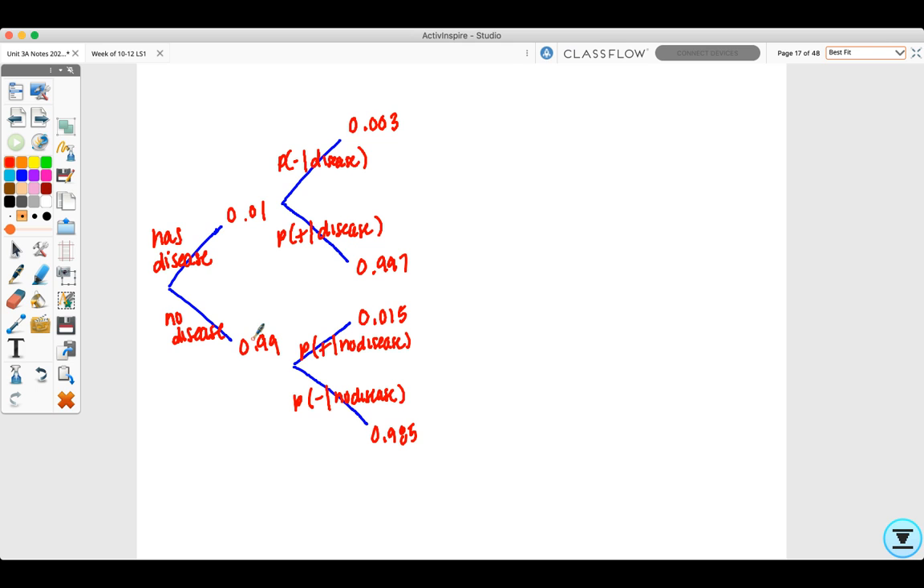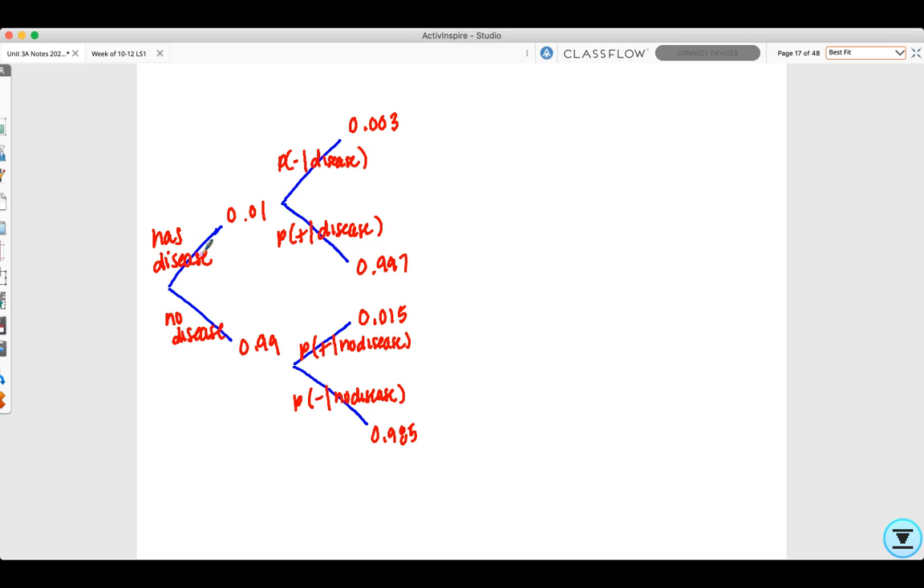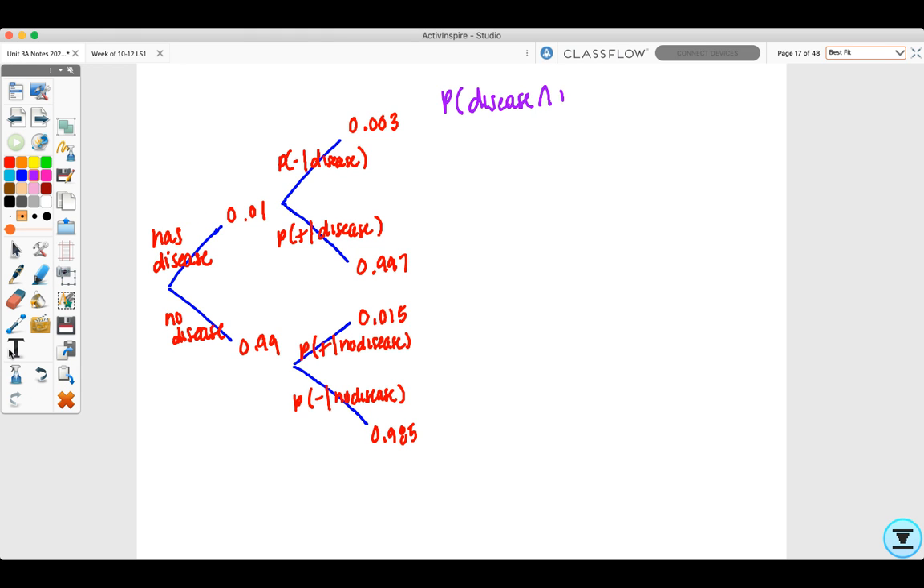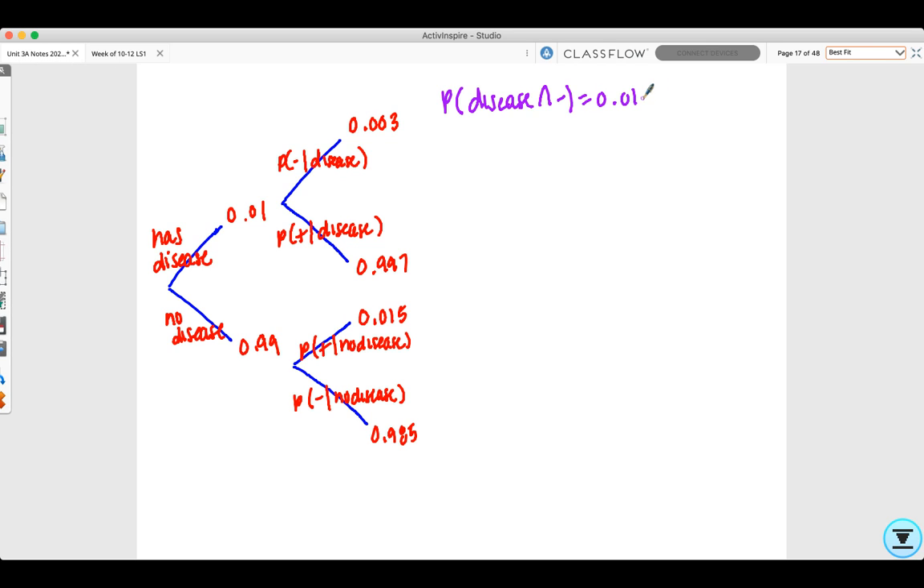So we're going to have 4 different ones. I usually draw my tree like this first, and then I go through and find the probability of I have the disease and I get a negative. Okay, so that's going to be our first one. So the probability of disease and negative would be 0.01 times 0.003, and that would be 0.00003.